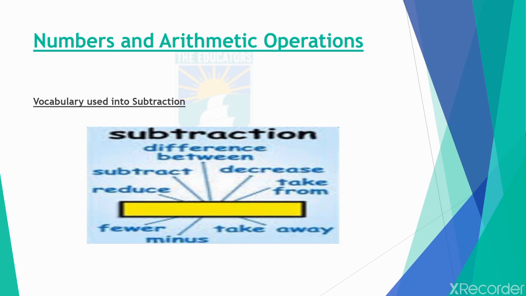Okay, then we have different words which we can use for subtraction. Suppose we are given a question and subtraction is not directly given there. Instead of subtraction we are given different words like take from, take away, fewer, minus, difference between. If we find all these words in the word problem, it means that we are supposed to do subtraction.